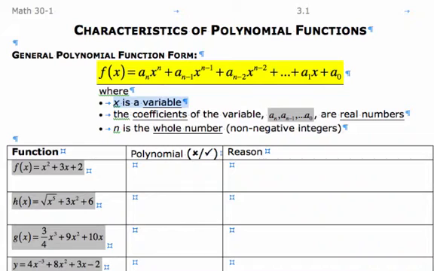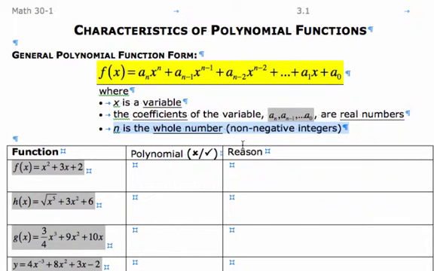And then the last requirement for a polynomial is this n that you're seeing in the exponent. n needs to be a whole number, non-negative integer. So again, a whole number, non-negative integer. Specifically, it can be 0, 1, 2, 3, 4, 5. It cannot be an exponent of -1 or -4. It cannot be a fractional exponent, such as 1/2.